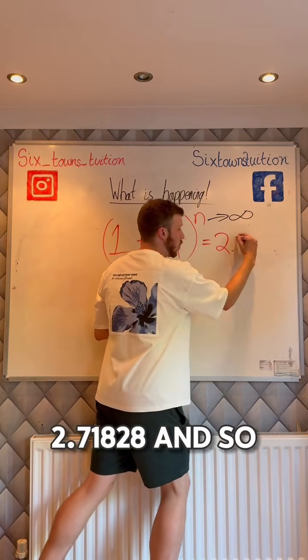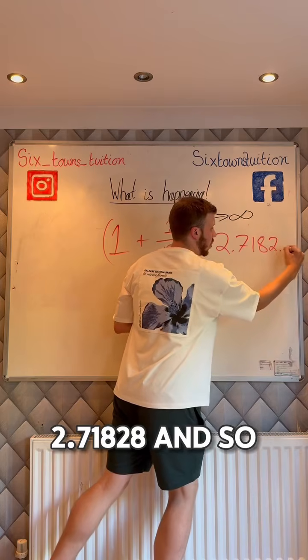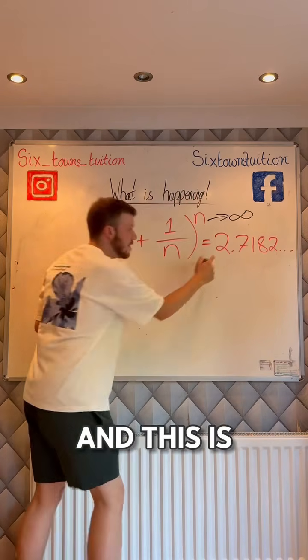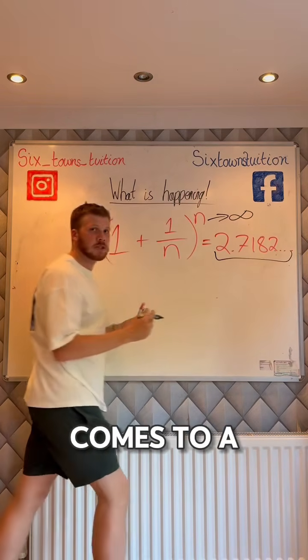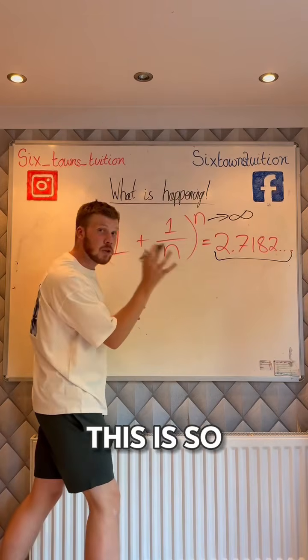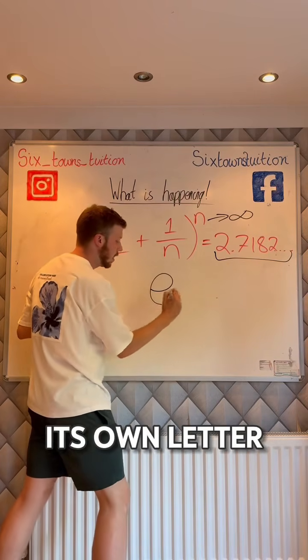It stays as 2.71828 and so on and so forth. And this is such a special number when it comes to A-level maths. This is so special, it has its own letter, and it is e.